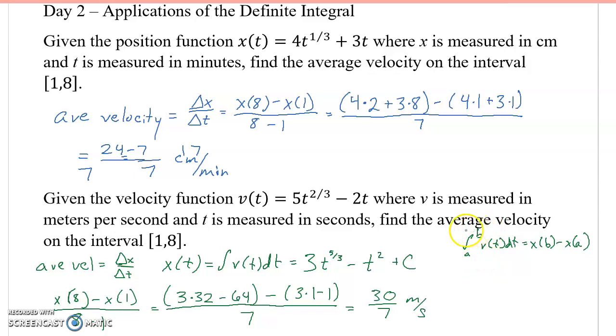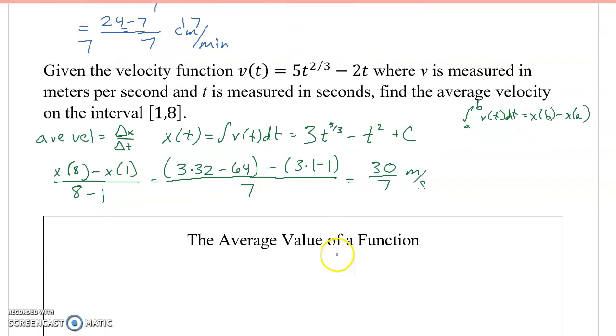That's what the change in position is, right? We've already talked about that. And now we're dividing it by 7, which is b minus a, so we can find the average rate of change, or the average velocity. So this doesn't have to be a velocity question. I'm giving you a function, and I'm asking for the average value of that function. And we just determined what that formula is.